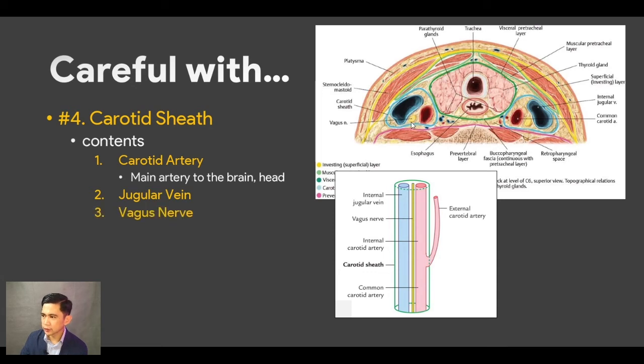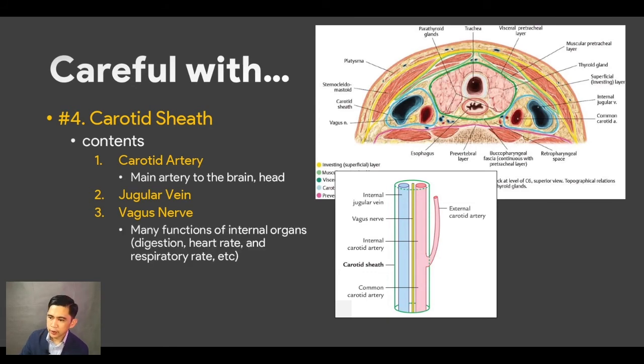And the vagus nerve. The yellow one is the vagus nerve. These are the contents of the carotid sheath. From medial to lateral, we have the carotid artery, the vagus nerve, and the jugular vein. The vagus nerve functions in many internal organs, like digestion, heart rate, respiratory rate, etc. So just have to read on that, but it is very important in many bodily functions. So we have to be careful not to damage this one when we get the thyroid out.